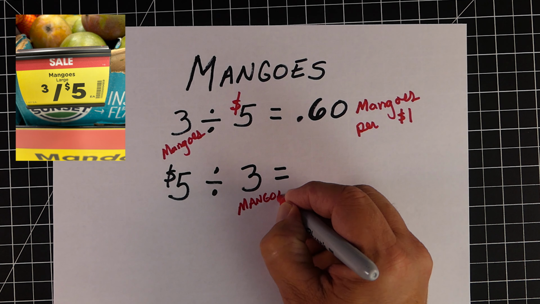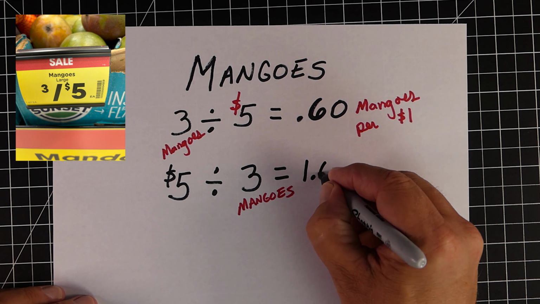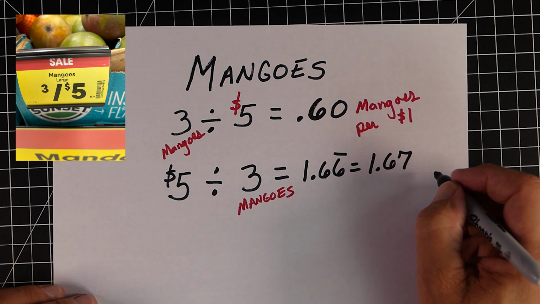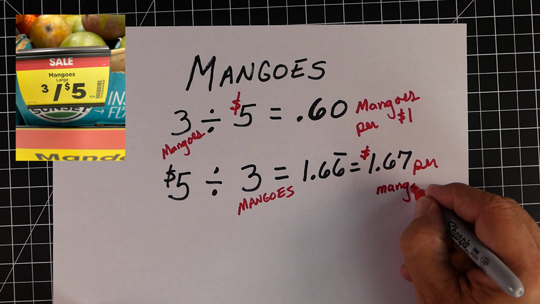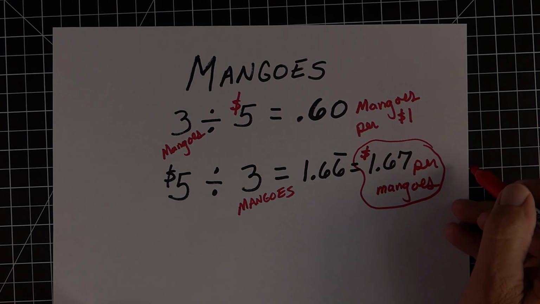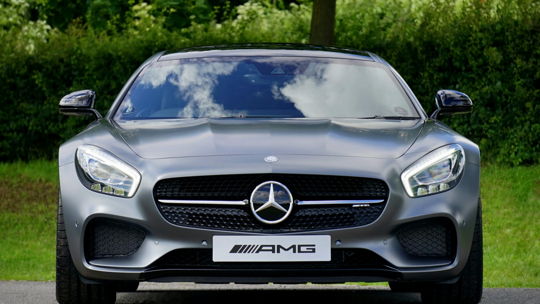If you switched it and you did $5 divided by the 3 mangoes, you would get 1.66 repeating. You could round it to 1.67, which would be $1.67 per mango. And that one would make sense. The next one we're going to look at is going to be the Mercedes.